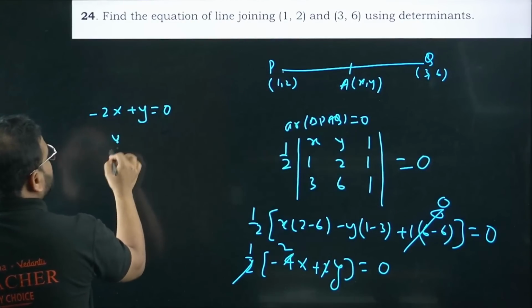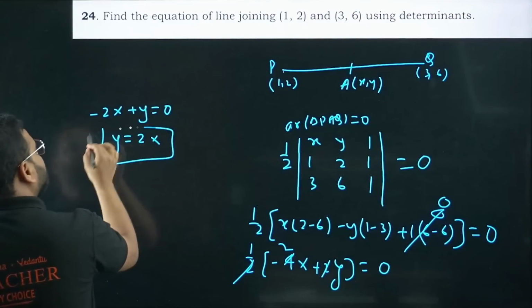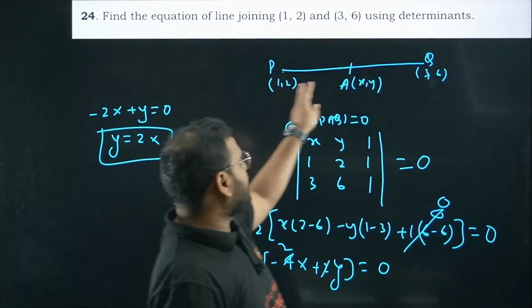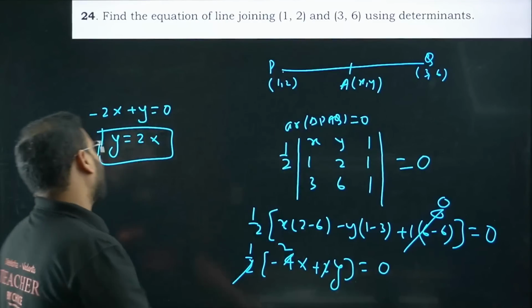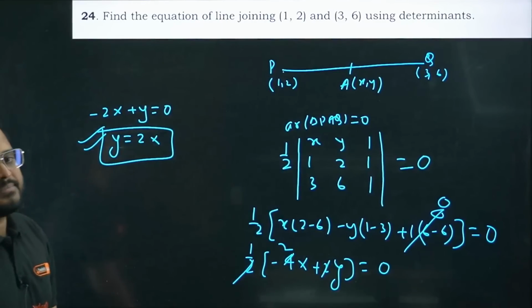It means y is nothing but 2x. This is the relation, or this is the equation of the line passing through the points (1, 2) and (3, 6). This is your final answer. Please check. I hope you got it.